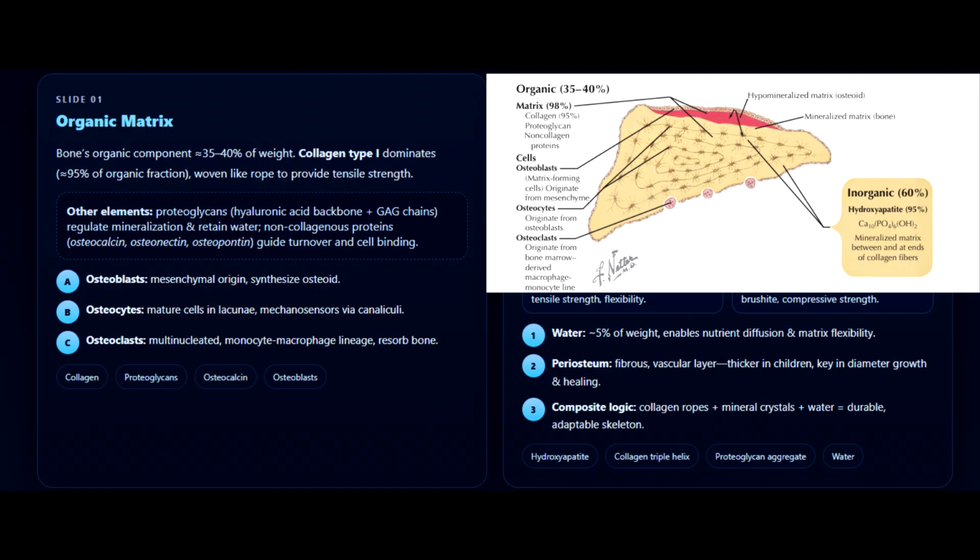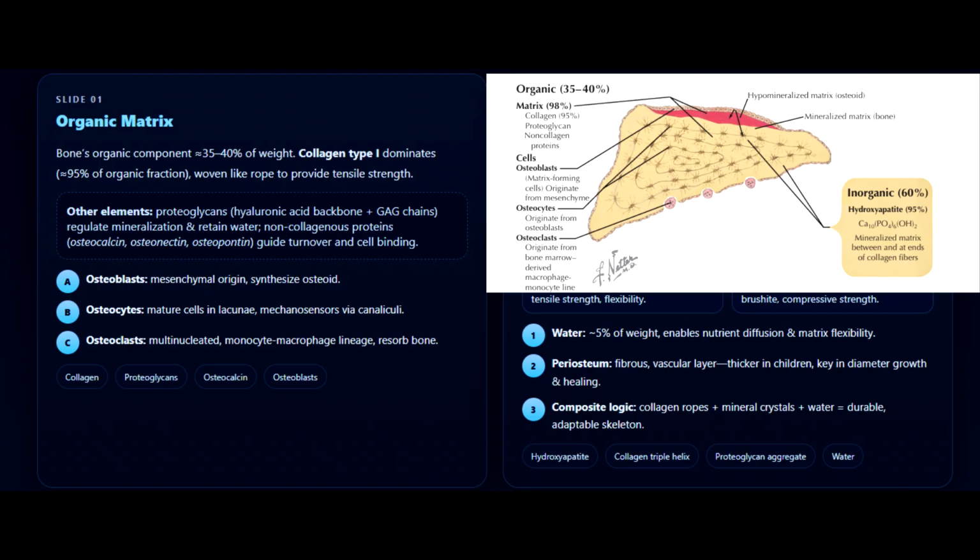Osteoblasts, which originate from mesenchyme and lay down new matrix. Osteocytes, which are mature osteoblasts trapped within lacunae and serve as mechanosensors. And osteoclasts, which come from the monocyte macrophage lineage and resorb bone. Together, these cells orchestrate the constant remodeling that keeps the skeleton healthy.